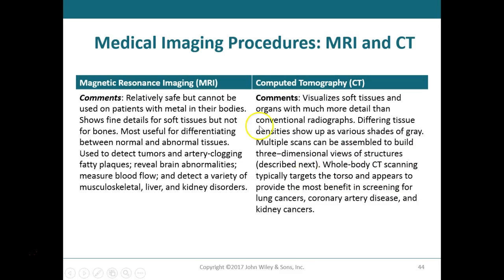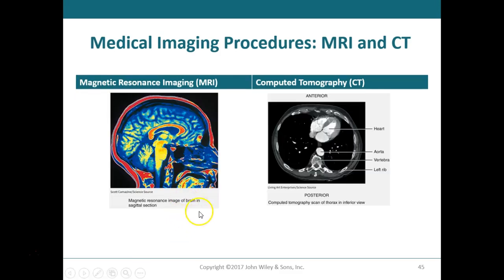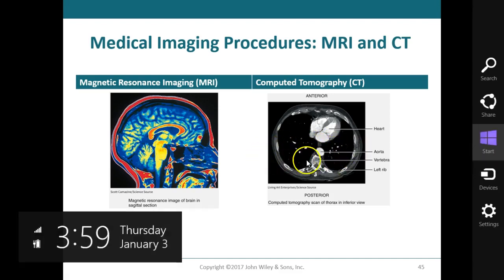All right, so some comments about each of these. Relatively safe, visualizes soft tissues. The MRI can't be used with patients that have metal in their bodies because it uses a very powerful magnet in the imaging. And here you can see an example of each of these. There's an MRI of the head showing the soft tissues of the brain very well. And here you can see a transverse section through the thorax. There's the heart and an internal view of the lungs as well.